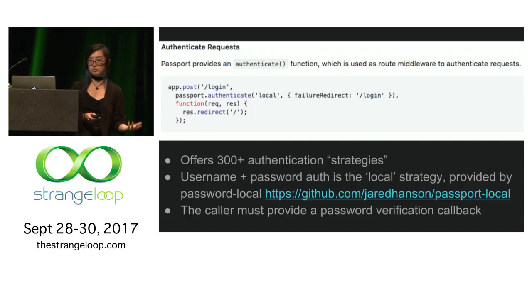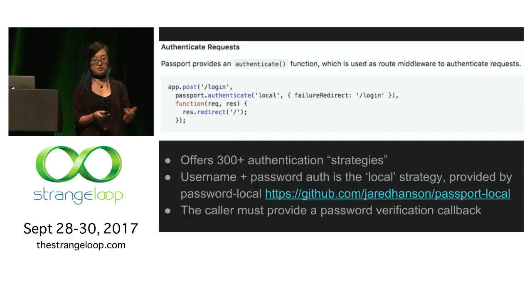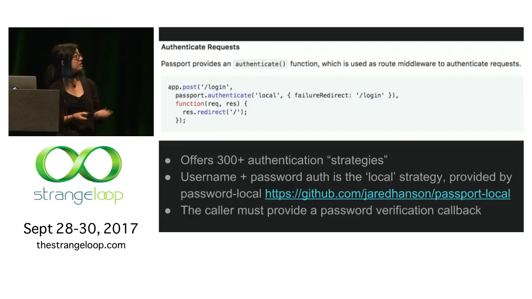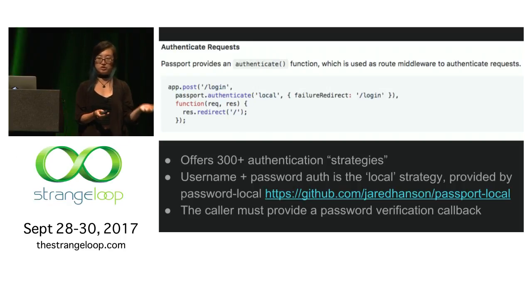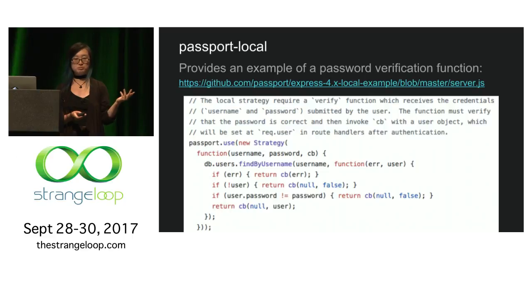Not everyone uses username plus password. A lot of people want to use OAuth. But username and password is what we'll focus on today because it's easy to understand and it's still commonly used. So that's provided in a separate module by Passport Local. And the caller of this must provide their own password verification callback. However, Passport Local gives you an example of what a password verification function should look like.